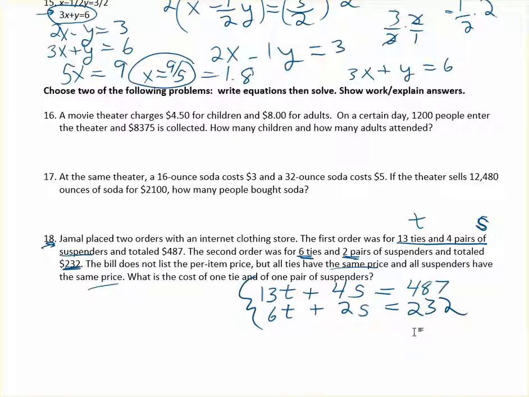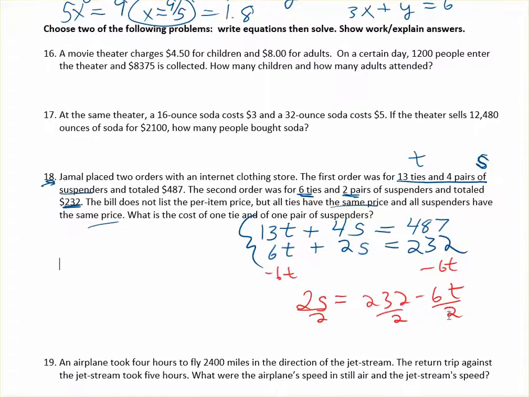Okay, so let's see. You can either solve this with substitution or elimination. I think that I'm going to solve with substitution. I'm going to solve the second equation for S. So to solve this for S, I would start by subtracting 6t from both sides. So I'd have 2s equals 232 minus 6t, and then I have to divide every term by 2 to get s by itself. Because they're all even numbers, this isn't going to be too hard.